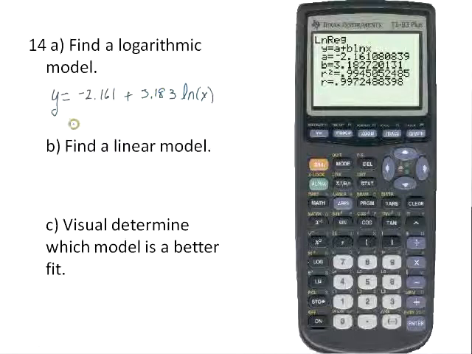And so this is the logarithmic model that we'll get for this set of data. One other thing that I'm going to note here while it's still on the calculator is that my r squared value for this one is equal to 0.9945, and I'll refer to this later.